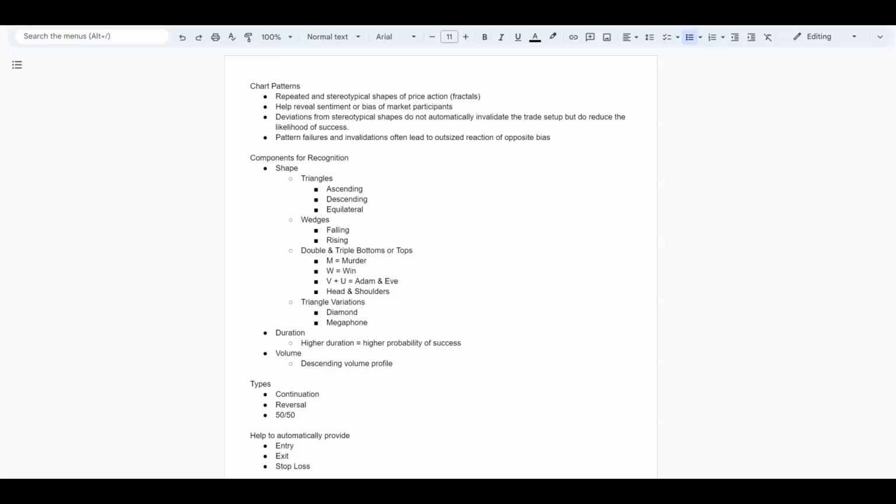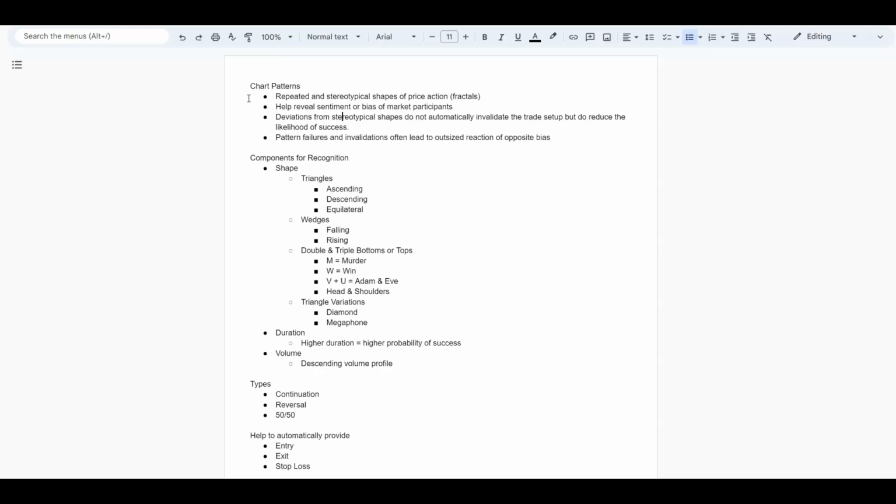All right, so just to get started, chart patterns, what are they? Repeated stereotypical shapes of price action. Okay, I hesitate to use the word fractals. For some people that has a different meaning, but it is a type of fractal. Their purpose is to help reveal sentiment or bias of market participants and therefore help you make a trade, which is where the profitability clicker should come on in your head. Like, okay, this is what I've been looking for. I need something to help me make decisions before it happens, right?